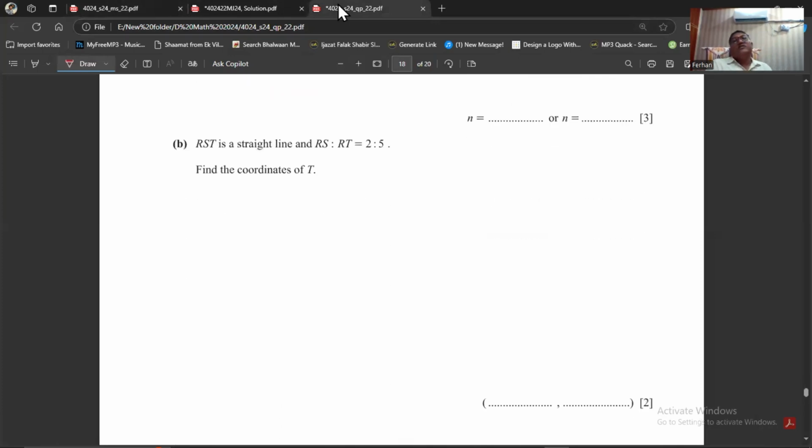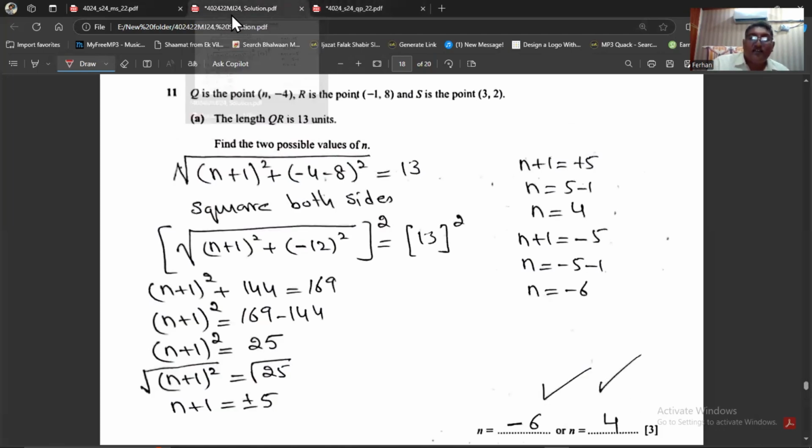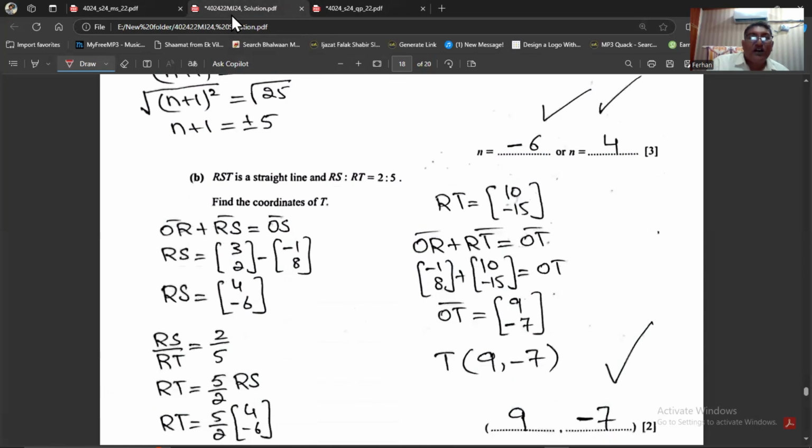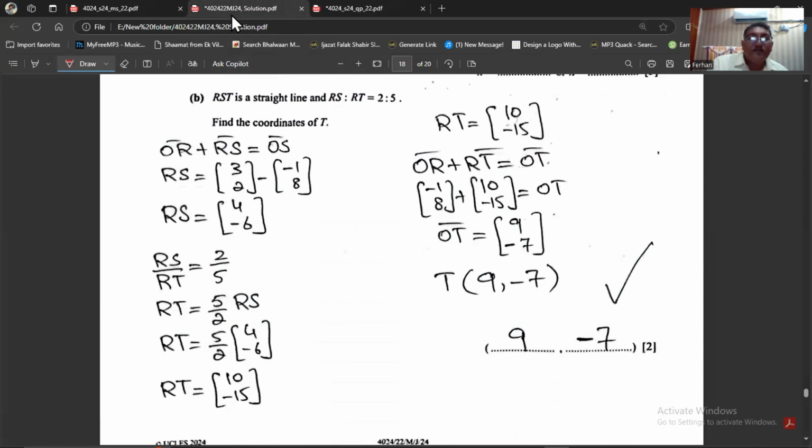Now we are on question number 11 and it's B part. RST is a straight line and RS by RT is 2 by 5. So I'm going to use the vector method. There can be many methods, but I am going to use the vector method to find the coordinates of the point T. So first of all, I know the coordinates of R. I know the coordinates of S. So I can easily find it by using the vector method.